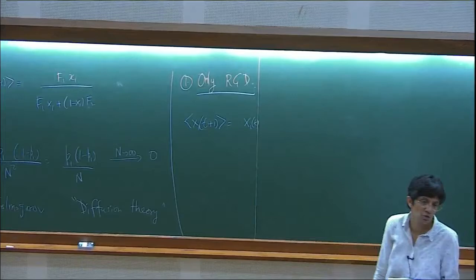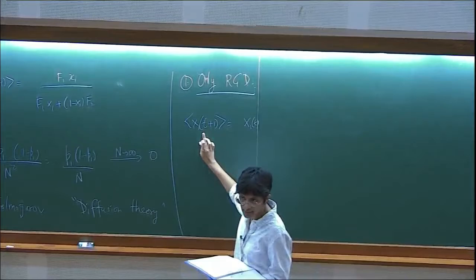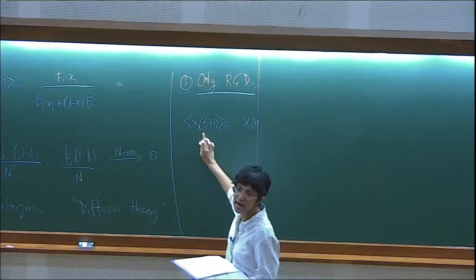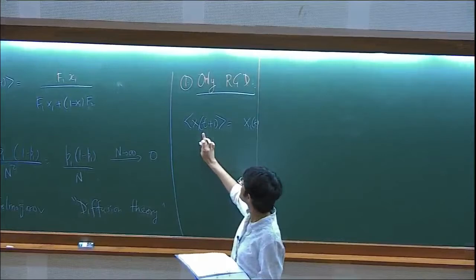The neutral case. So this is saying the average frequency of A1 at time t plus 1, given that I start with exactly x1 of them at time t, that average frequency remains the same. You see what I'm saying?